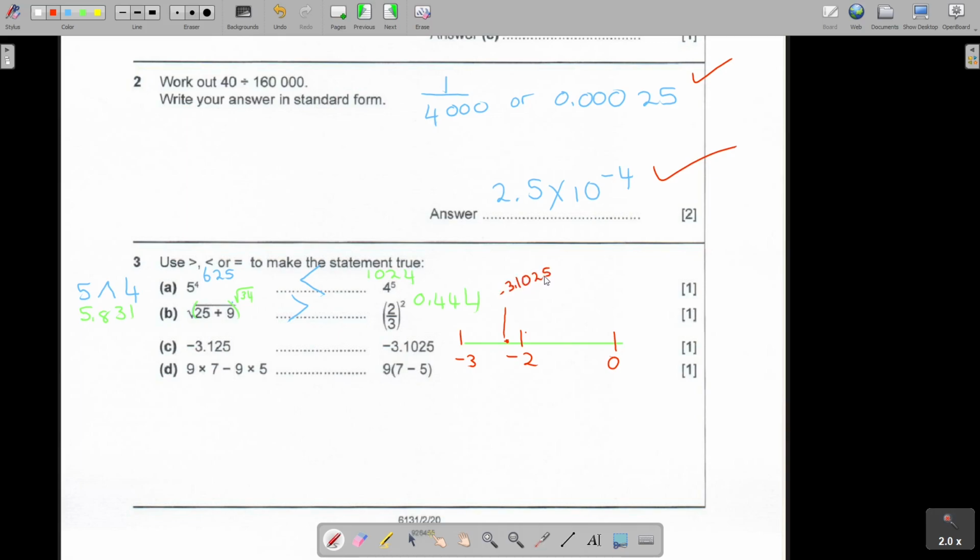Let's say there is -3.1025. Okay, now I'll make it so far. And this is -3.125. So can you see that this one, because it's closer to 0, is the bigger one? In this case, please don't make the mistake.